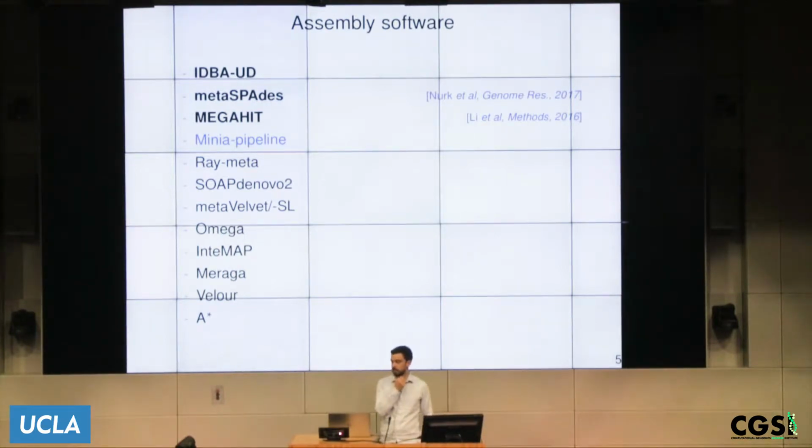And the landscape is, as you expect, there's a number of methods. I've put in bold the top 3 methods in my opinion, and 2 references corresponding to the papers. My own method is called Minia Pipeline. It's not published, but I'll talk a little bit about this. And actually, to be honest, my opinion is that to get a good overview of the state of metagenome assembly nowadays, it's sufficient to read those 2 papers here, so Nork et al. and Lee et al. from 2 years ago.